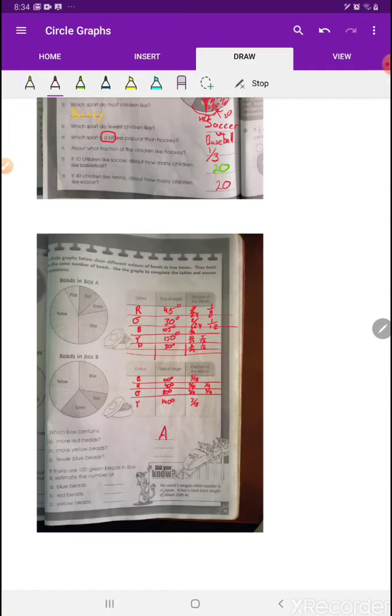Okay, which box has more yellow beads? It's also box A. And again, you can see degrees, that makes sense. It also has to do with the fractions. Which box has fewer blue beads? And this one is B. Okay, again, we can see that from our degrees.